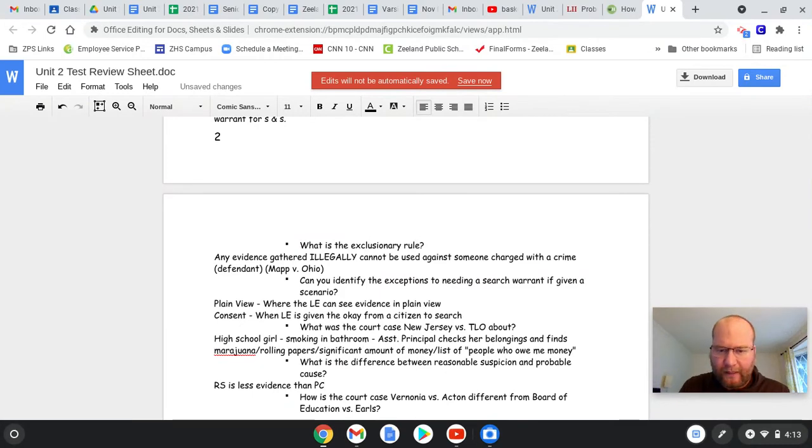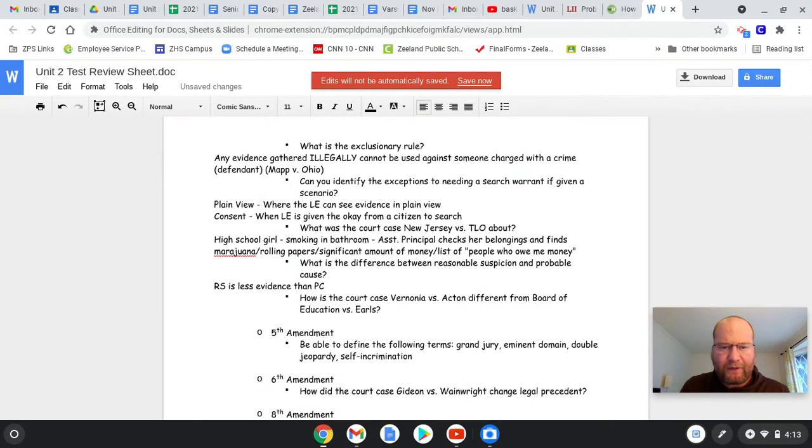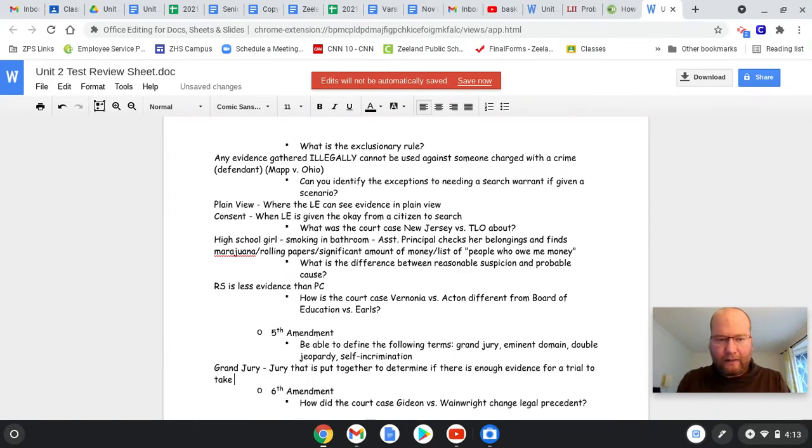How's the court case, Verona versus, okay, we took that court case off the test, so don't worry about that one. Fifth Amendment, be able to define the following terms. So grand jury. Mom, I need my Sprite. That is a jury that is put together to determine if there is enough evidence for a trial to take place.